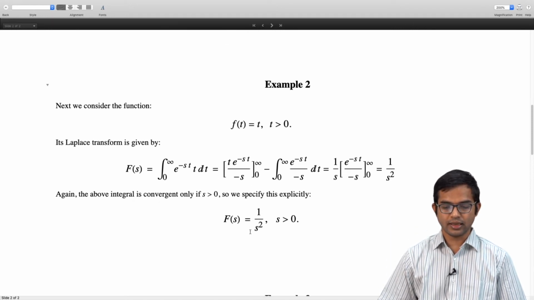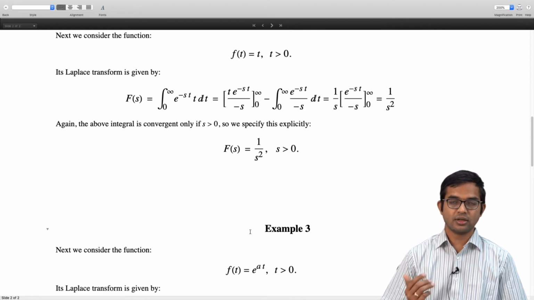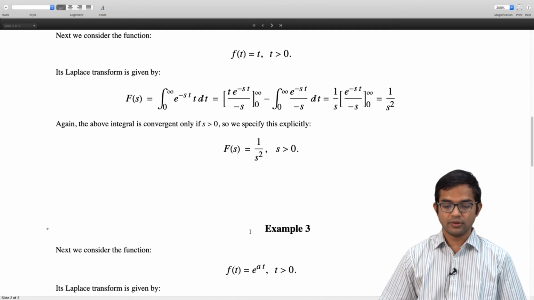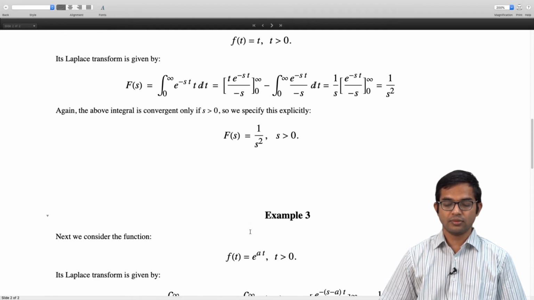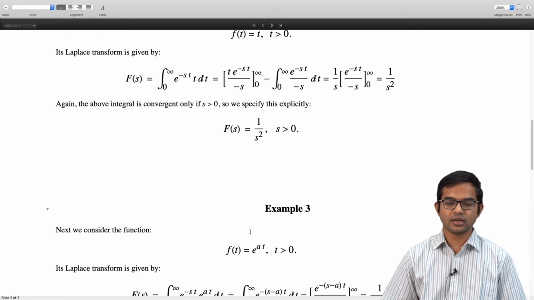Now the next example is slightly more complicated. You may imagine turning on a function which is not just growing linearly with time, but in fact going exponentially with time. So if it is something like e to the at for t greater than 0, it's understood that f of t is 0 for t less than 0, or it doesn't matter anyway. We are interested in the functional information only for times greater than 0.